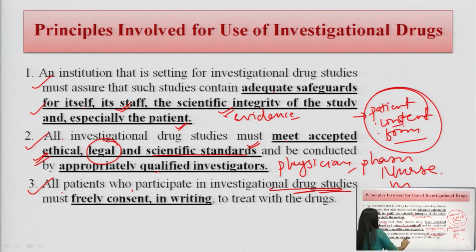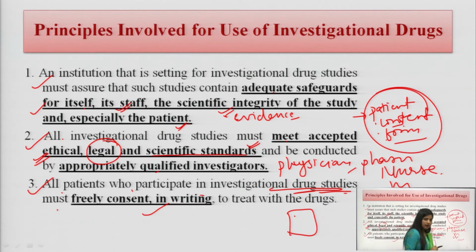So, all patients who participate in an investigational drug study must freely consent in writing. They will write a consent in which the information is given in the consent form: what drug is used for the trial, for how much duration the trial is going on, what the doses are, and what the follow-up periods are. Everything is written on the consent form and the patient will see it, understand all the things and sign it, which is called a patient consent form.